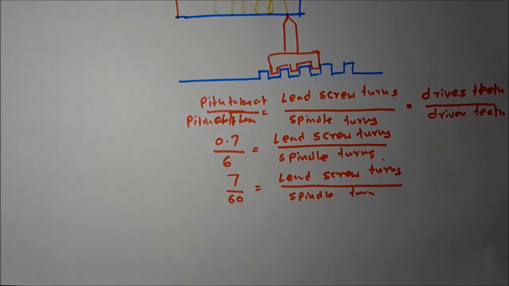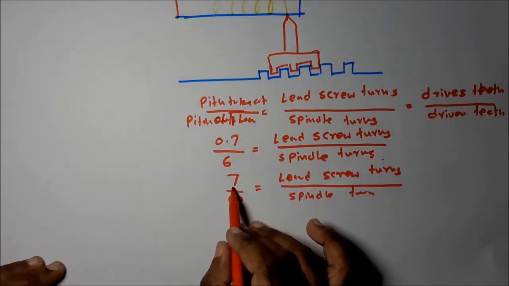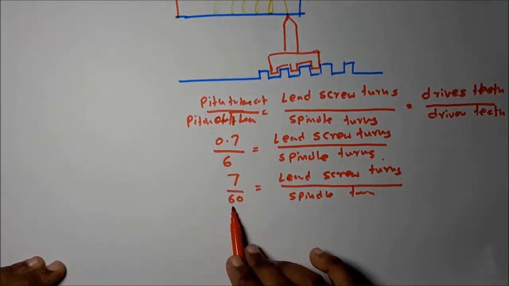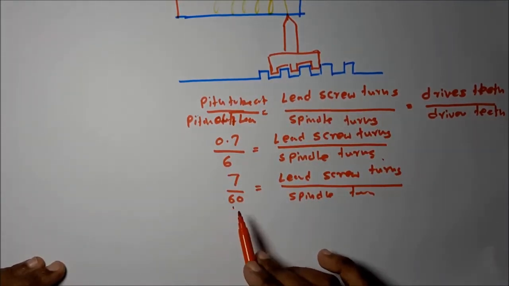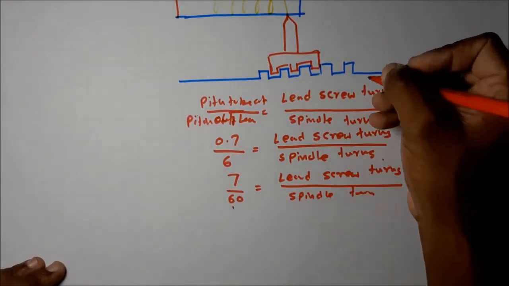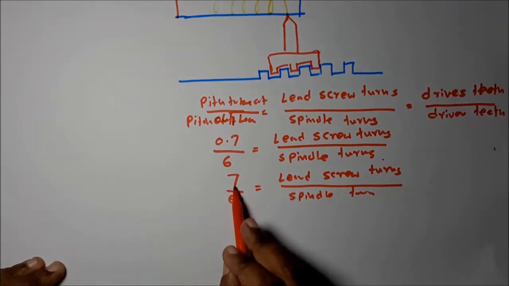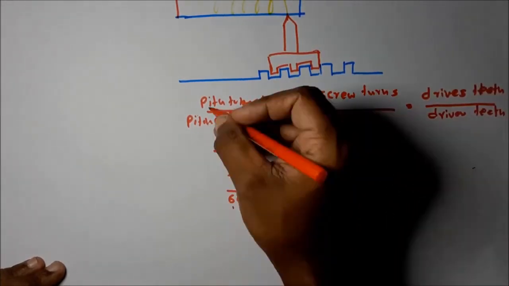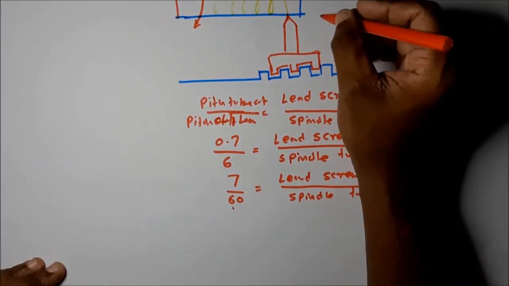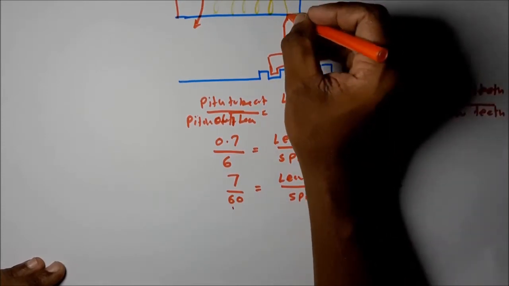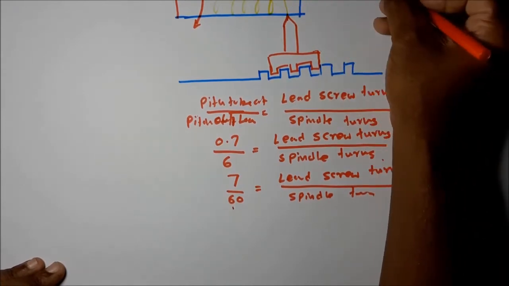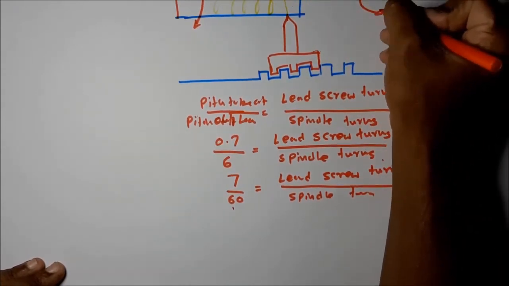You can see after 7 complete revolutions, we have an engagement position. Okay, engagement position. That means after producing the 7 complete revolutions, the spindle also produces 60 revolutions. I'll draw that. This is the pitch starting position.